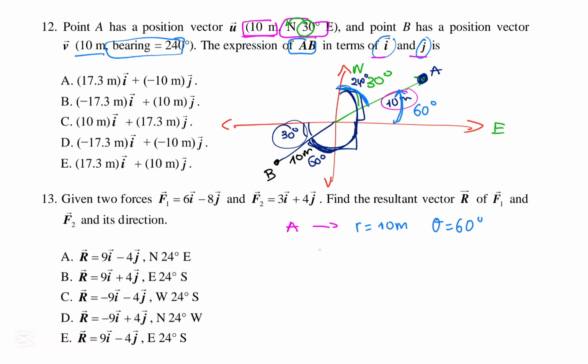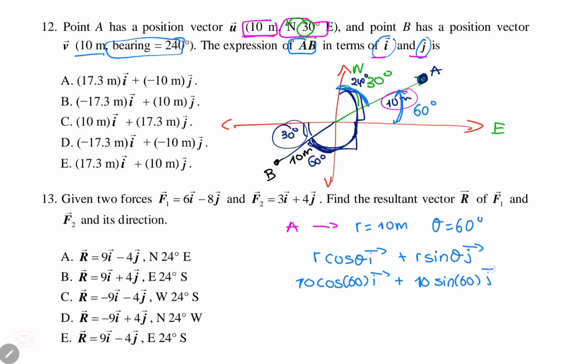So anyways, it would be r cosine theta i plus r sine theta j. Okay. So here it would be 10 cosine 60 i plus 10 sine 60 j. Okay. This is for A. Let's now move on to B. For B, the r is how much?